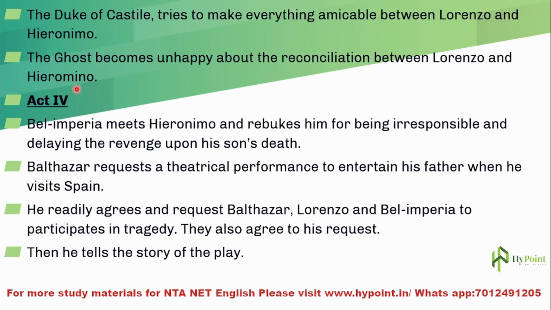Act 3 ends. In Act 4, Bellimperia meets Hieronimo and rebukes him for being irresponsible and delaying the revenge for his son's death. So in the beginning of Act 4, Bellimperia and Hieronimo meet, and she scolds him, asking why he is behaving so irresponsibly and delaying the revenge, even though he knew that Lorenzo and Balthasar are the two culprits and murderers of his son.